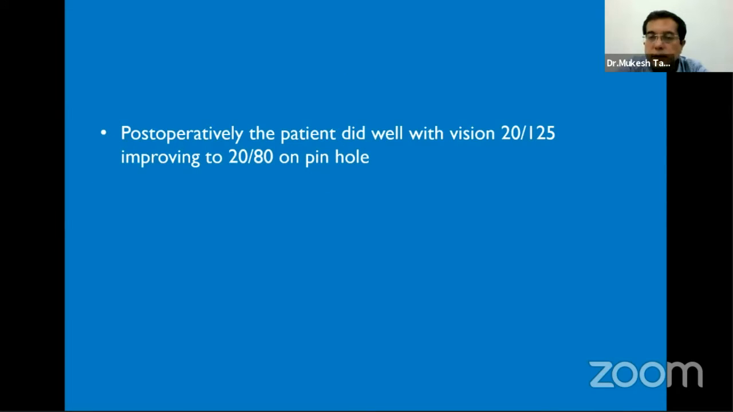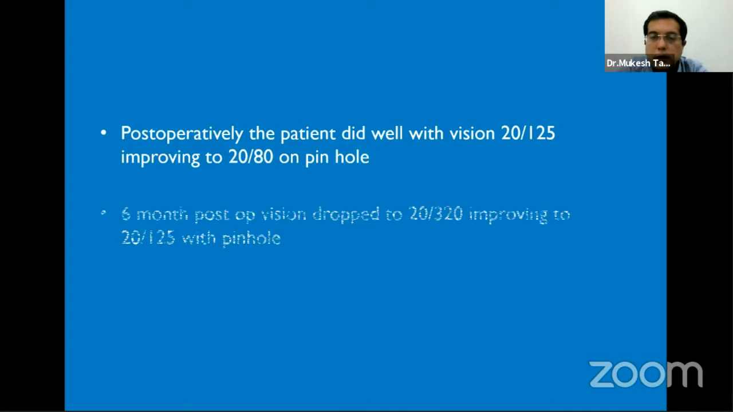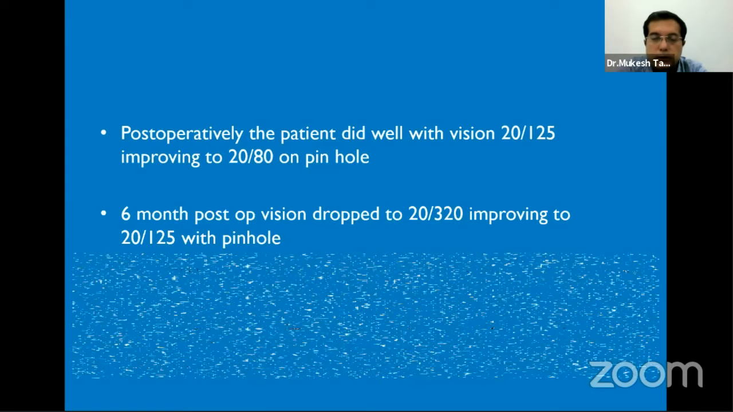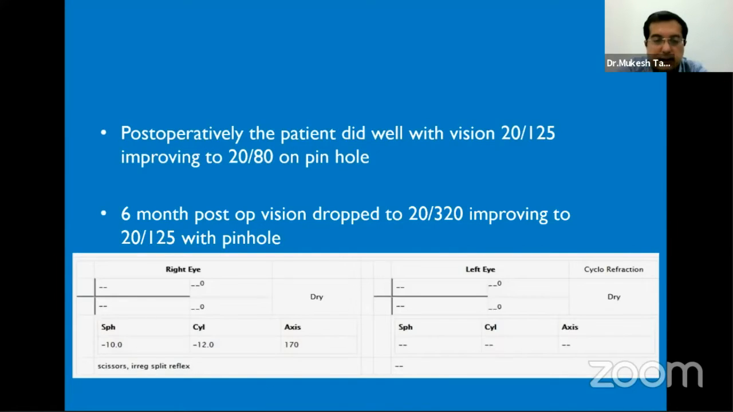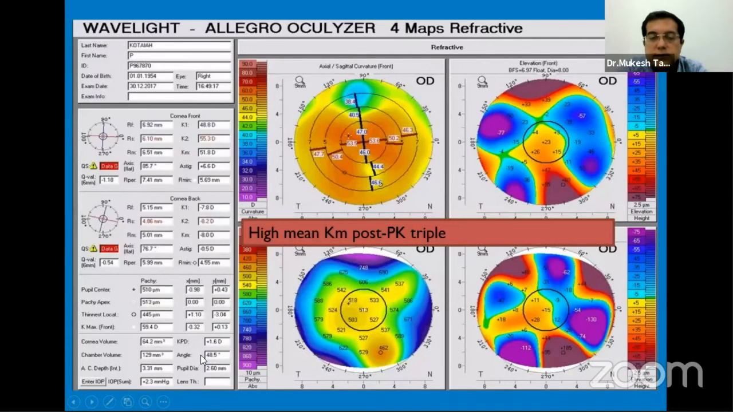Post-operatively, the patient did well with the vision of 20 by 125 improving to 20 by 80 on pinhole. However, 6 months later, the vision dropped to 20 by 320 and with pinhole 20 by 125. And what was the refraction at 6 months later? As you can see, -10 spherical and -12 cylinder at 170 degree. And what was the reason for that?